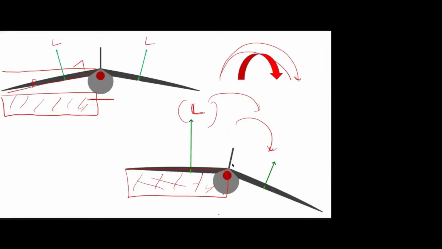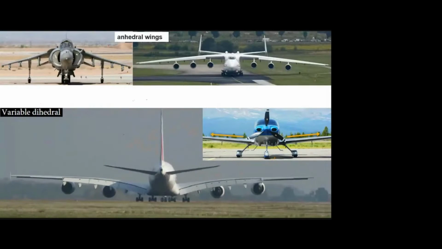Okay, you can see in the fighter jet we are using the anhedral type of wing, and in commercial aircraft we are using the dihedral, and nowadays we are using variable dihedral. This is not a straight line. This is a variable dihedral, which is inspired by birds. All the bigger commercial and transport aircraft use the variable dihedral. And here you can see this is also dihedral. This is the cargo aircraft.